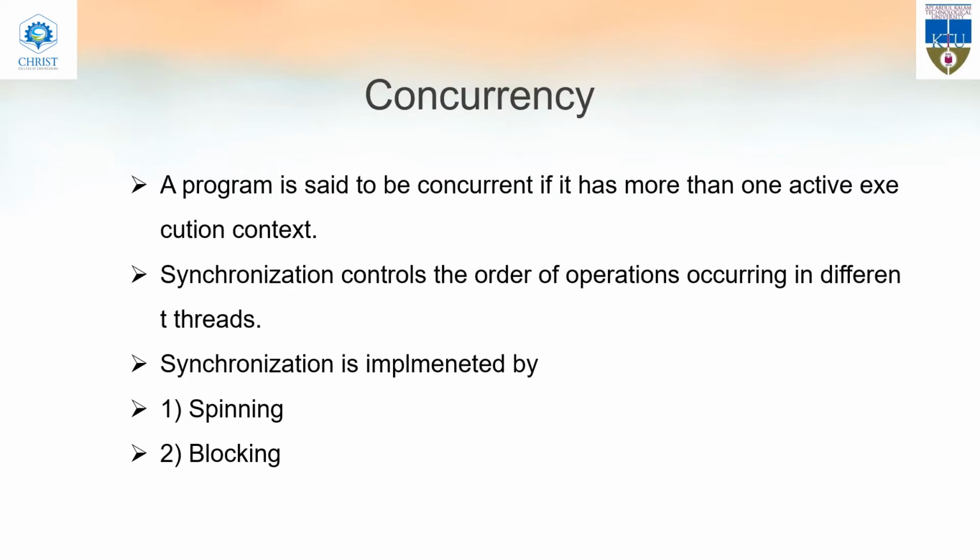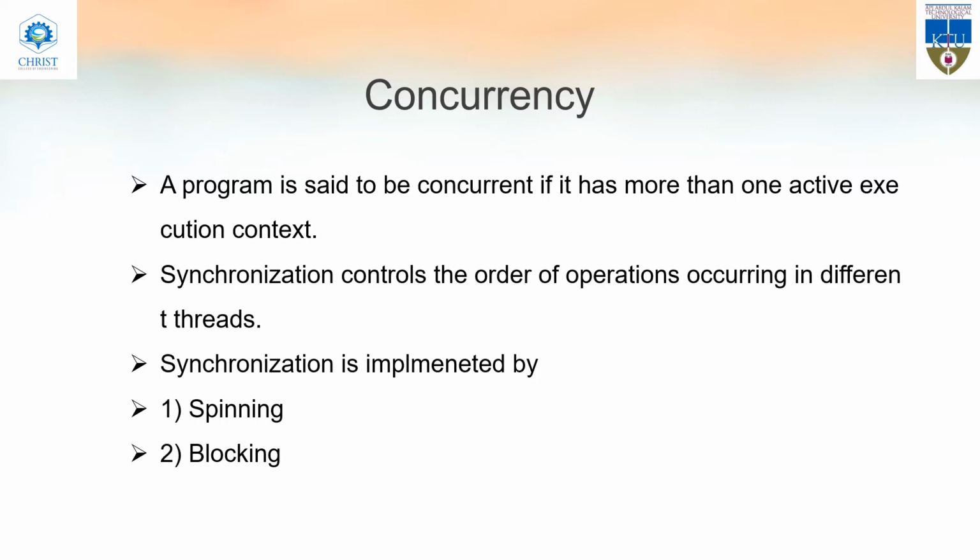First topic is concurrency. So what do we mean by concurrency? Concurrency means if two or more processes are active at a point of time, then we can say that those processes are concurrent processes. If two or more processes or programs are active at a particular time, then we can say that they are concurrent programs.